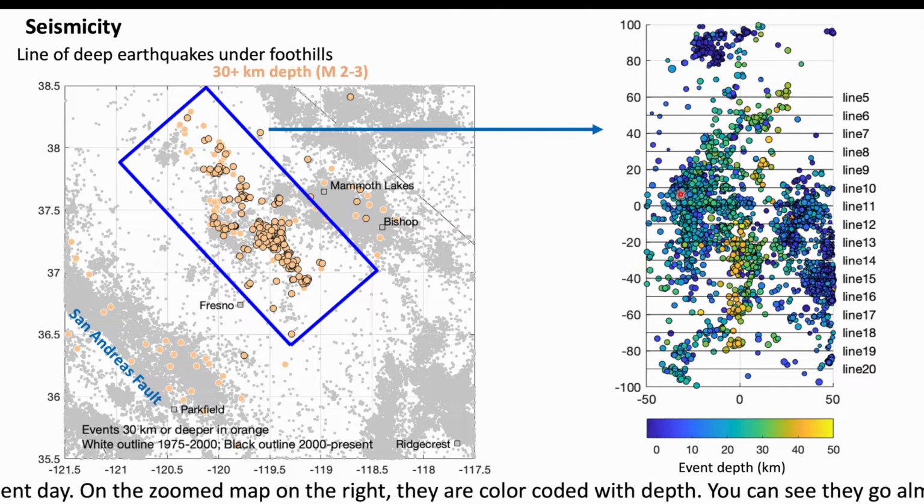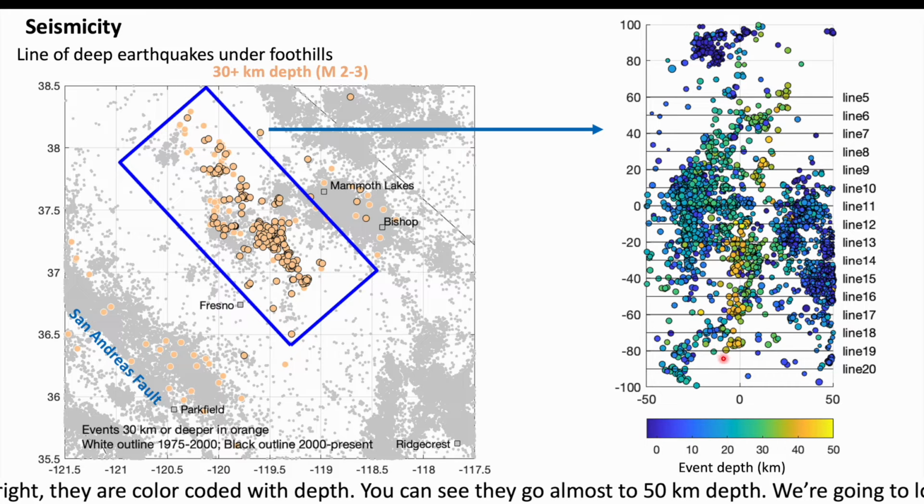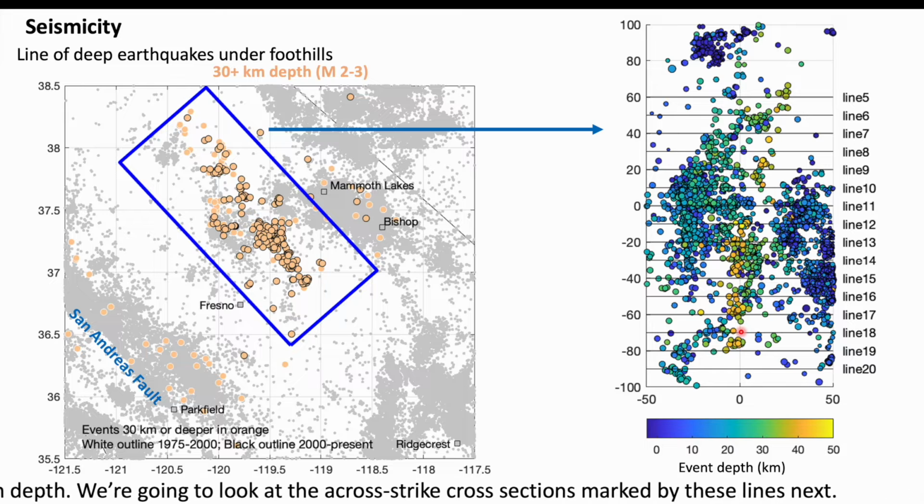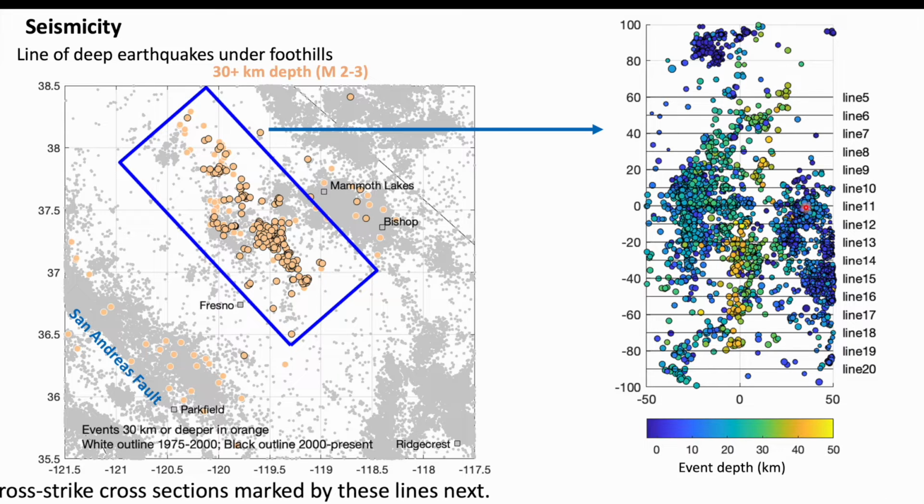On the zoomed map on the right, they are color-coded with depth. You can see they go to almost 50 kilometers depth. We're going to look at the across-strike cross-sections marked by these lines next.